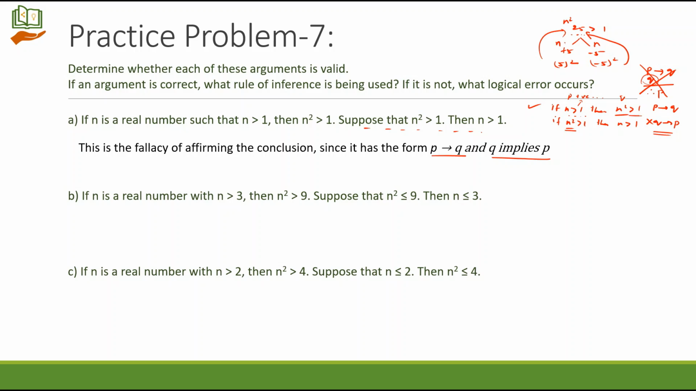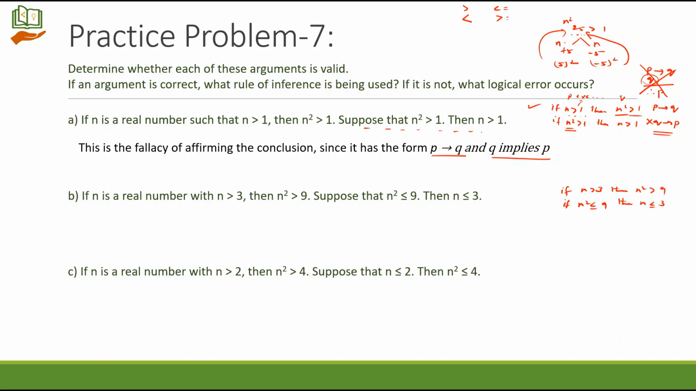If n is a real number with n greater than 3, then n square is greater than 9. Suppose that n square is less than or equal to 9. Then n is less than or equal to 3. When we have greater than, what is the negated part? Less than or equal to. When we have less than, what is the negating part? It will be greater than or equal to.